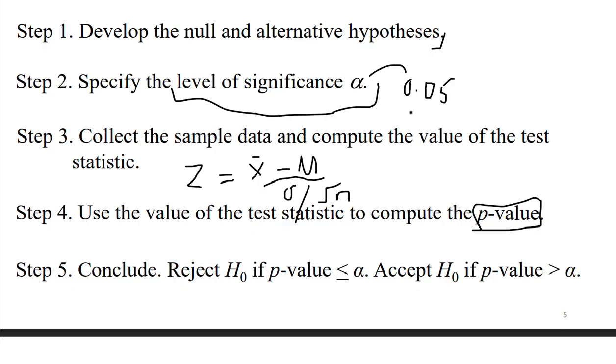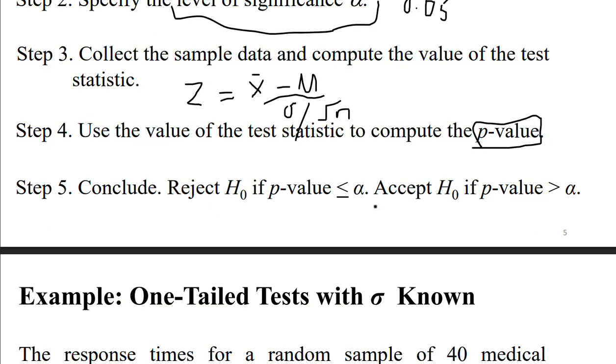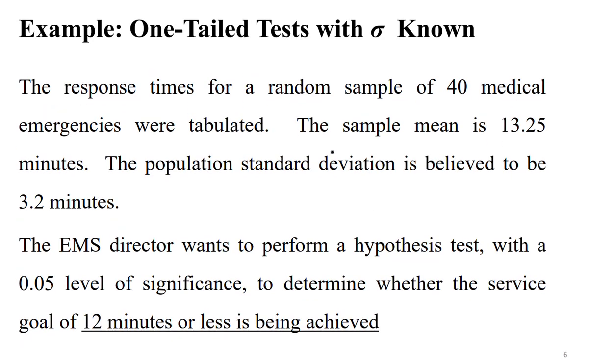Let's look at the whole process using a specific example. So this is going to be a one-tailed test in a case where the population standard deviation is known. Let's work on this example together. So the response times for a random sample of 40 medical emergencies were tabulated. The sample mean is 13.25 minutes.